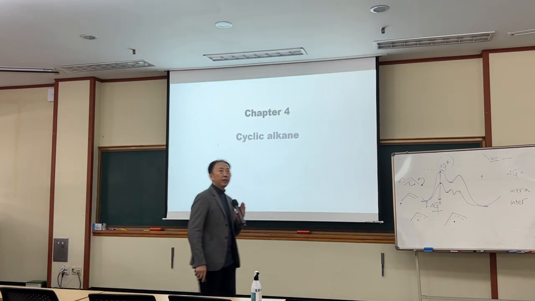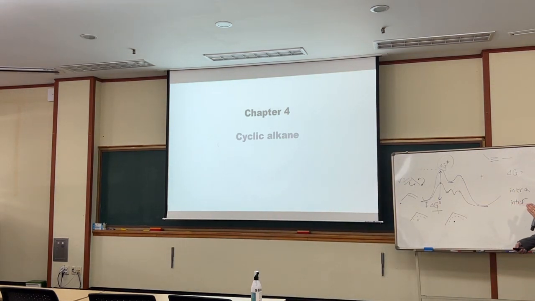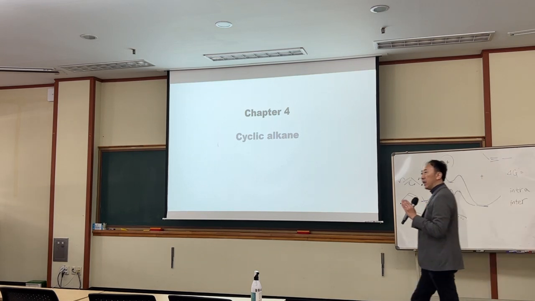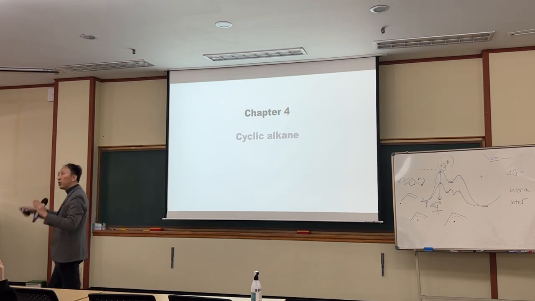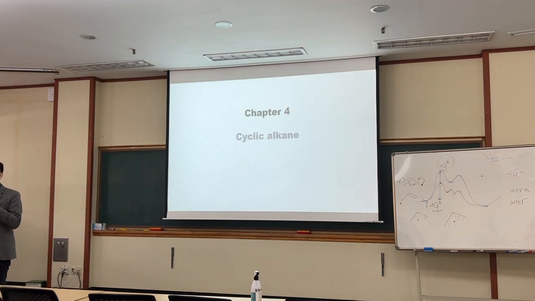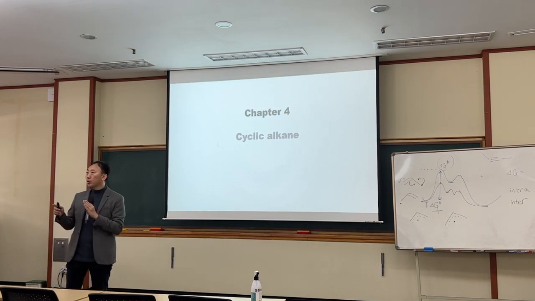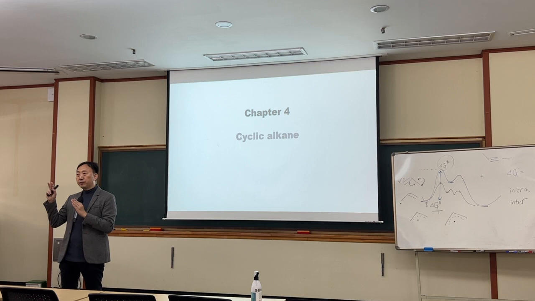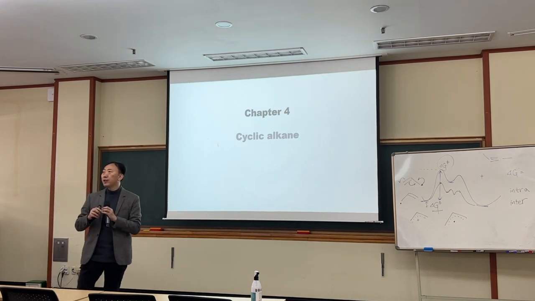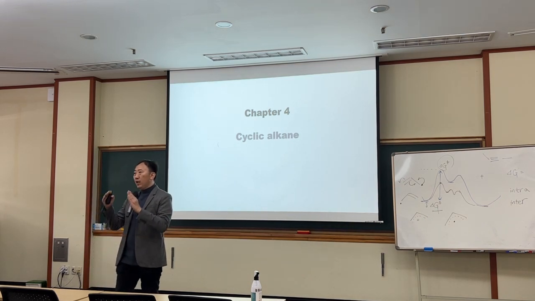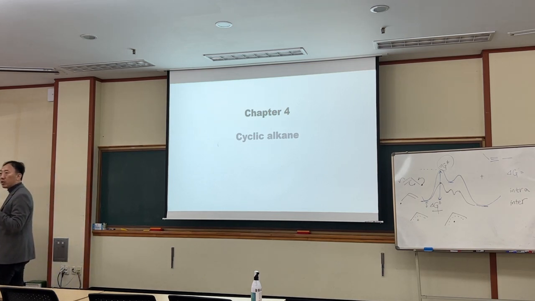Okay, this is chapter 3. It's for alkane. So next one is cyclic alkane. Cyclic alkane, still there's no double bond. All single bonds, but connected to each other. So molecular formula wise, one cyclic structure is equivalent to one double bond, right? Because 2 hydrogens were removed. So molecular formula wise, one alkene, one double bond is equivalent to one cyclic structure.